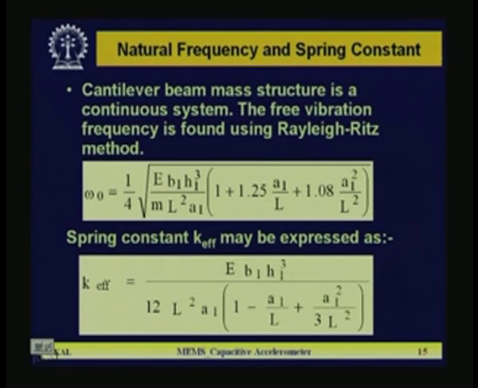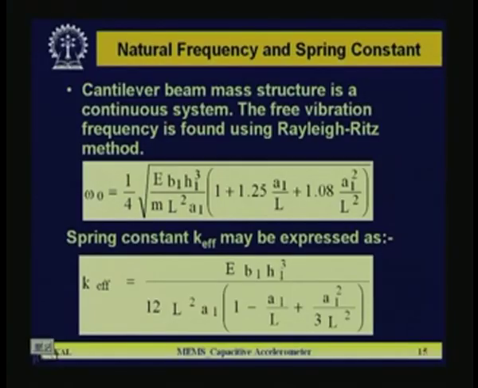The spring constant K effective may be expressed as follows, because from there you can calculate, under root, the relation of the mass and spring constant given by the acceleration. So that is equal to E B1 H1 q divided by 12 L square A1 into 1 minus A1 by L plus A1 square by 3 L square. Detailed derivations of these expressions are given in the literature. You can find them in any book on mechanical vibration, and there you can get these expressions of the natural frequency and the spring constant.